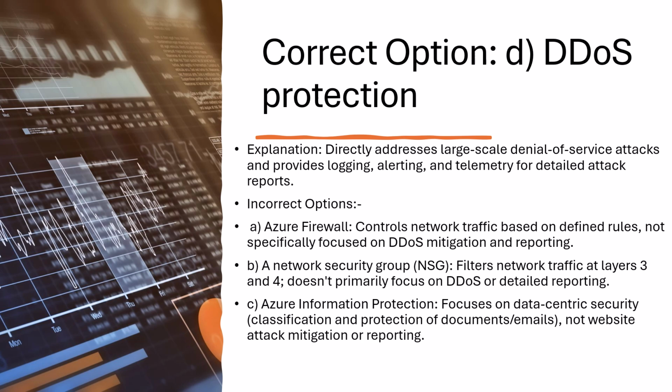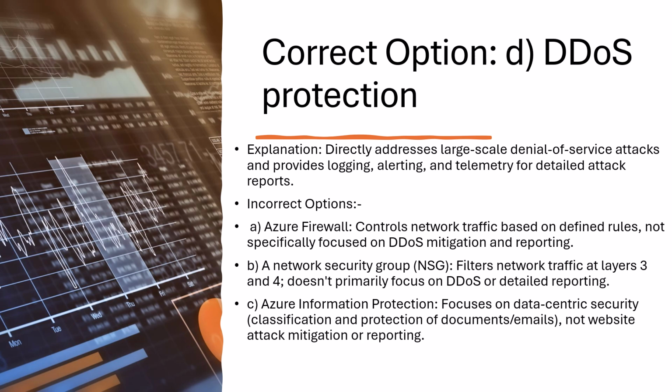Now, let's look at why the other options are less suitable for both requirements. A. Azure Firewall. Azure Firewall is a network security service that controls network traffic based on rules you define. It helps secure your resources by allowing or denying traffic to specific IP addresses, ports, and applications. While it's essential for security, its primary focus isn't specifically on mitigating large-scale DDoS attacks and generating detailed reports on them.